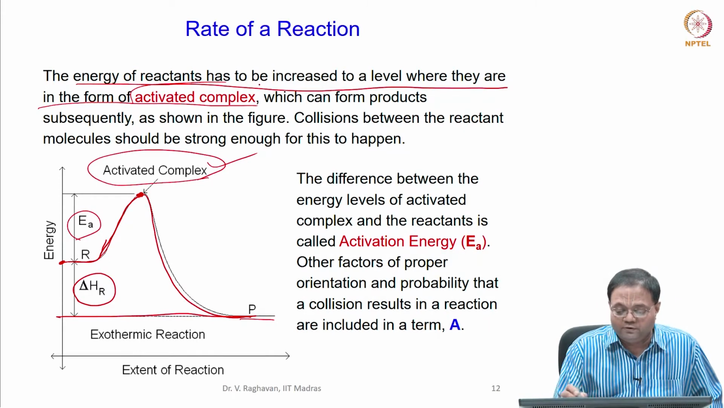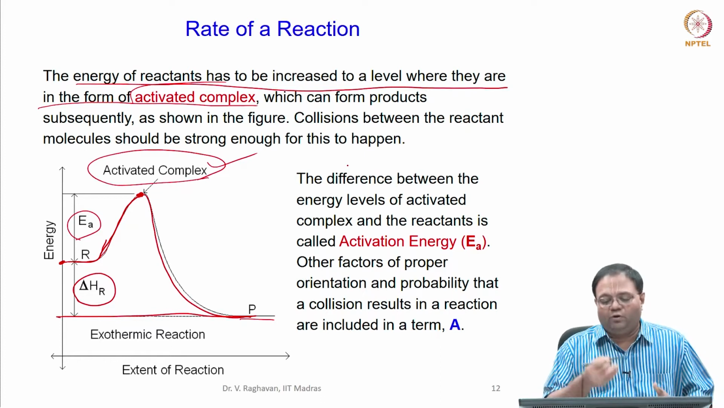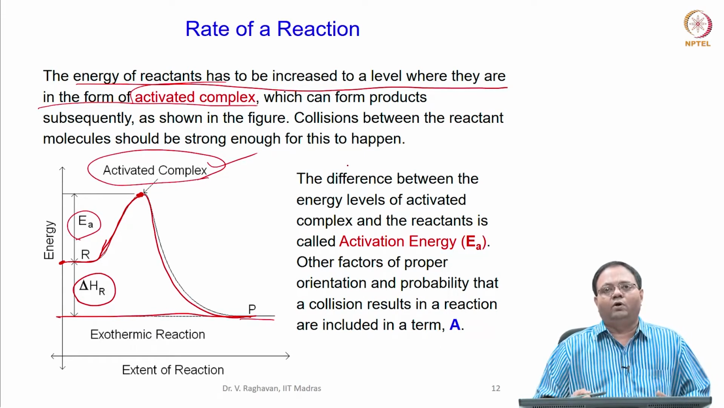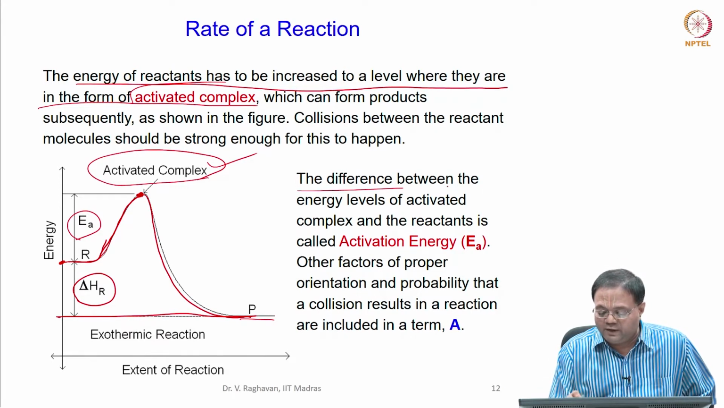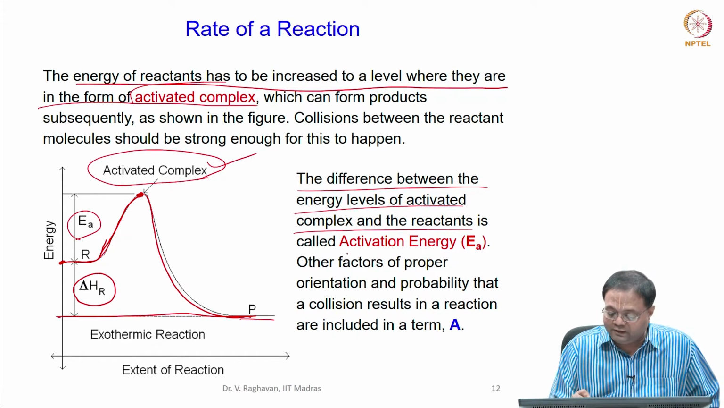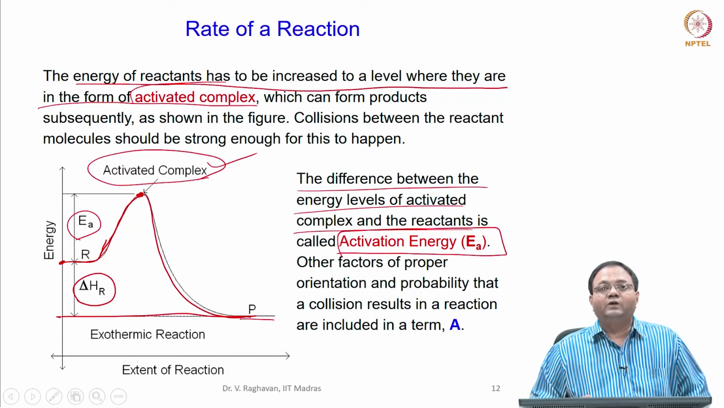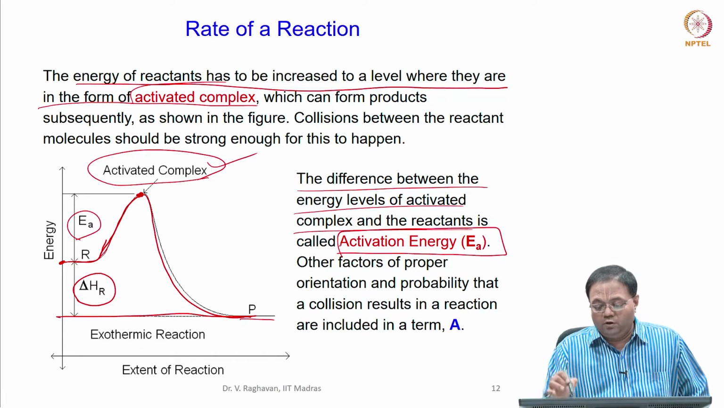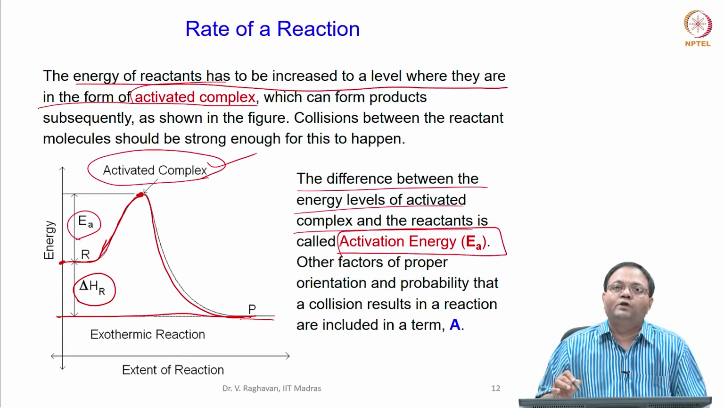Now, collision between the reactant molecules should be strong enough for this to happen. Okay. That is what the environment should be hot enough and so on. Okay. Stronger collisions are possible by higher temperatures. Okay. So, now the difference between the energy level of the activated complex and the initial reactant is called the activation energy. So, this is the energy part of the equation, which is going to contribute to the rate coefficient.